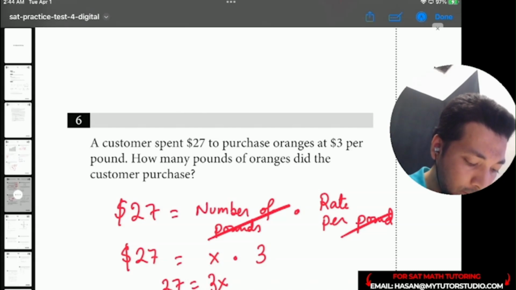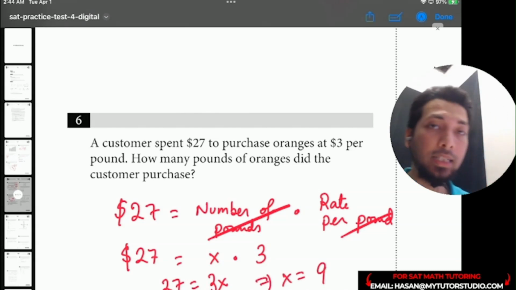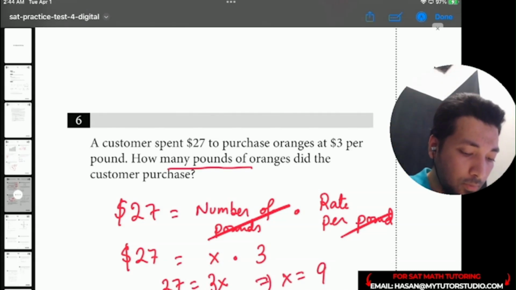Divide both sides by 3. We get x to be equal to 9. So the customer purchased 9 pounds of oranges.